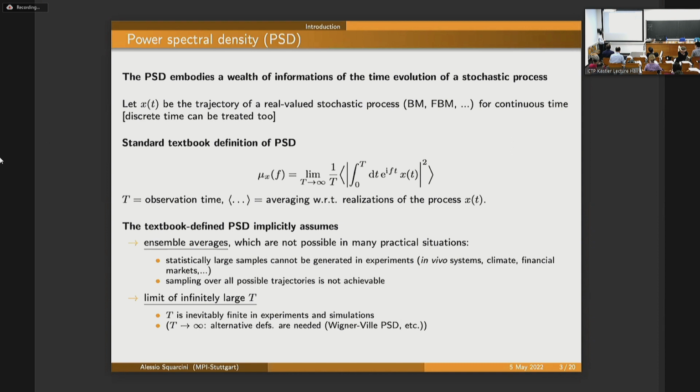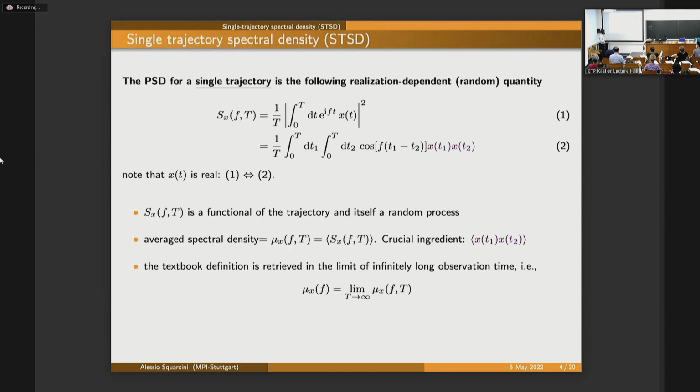First of all, the possibility to take ensemble averages, which in many situations is not feasible, such as in vivo systems or in instances where you really cannot reproduce your trajectory. And so sampling is a problem. And there is also another problem: the observation time is finite, of course, in simulation and in many experiments. And for some situations, it is also tricky from the mathematical viewpoint. So the aim is to extend the definition in order to relax, essentially, these two features.